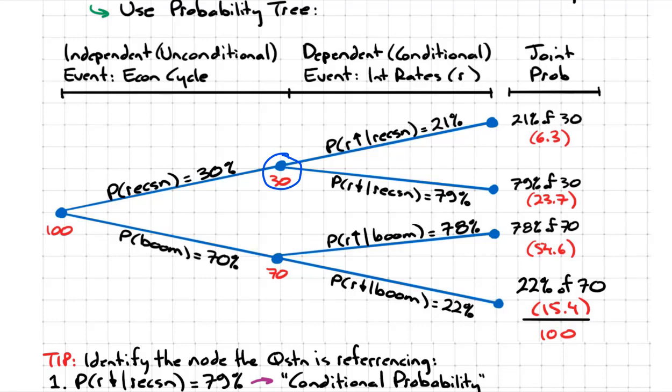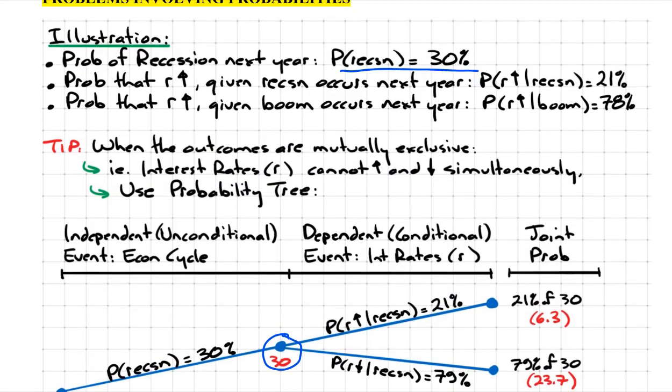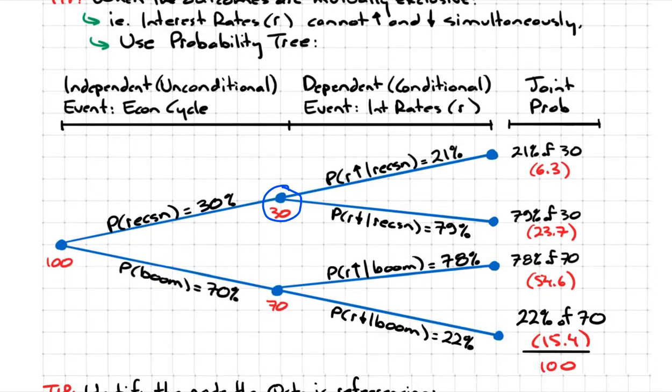Perfect. So now what we do, ladies and gentlemen, is we pick up the analysis from these nodes. The economic event has happened. Now let's see how interest rates respond. Let's look at the information that's given to us. They told us that the probability that interest rates will increase given that there's a recession is 21%. So it says given that there's a recession, so now you're here. A recession has occurred. So if a recession has occurred, we're here. Now that 30% or that 30 units, 21% will experience a rate hike. So 30 times 21% gives us 6.3 units.